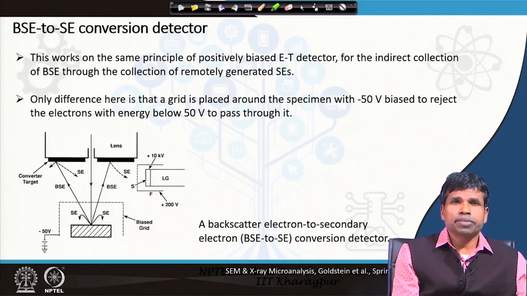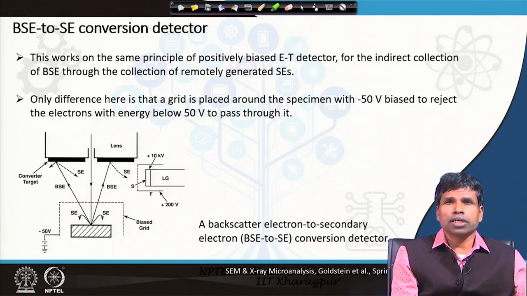So today we have discussed the ET detector, the Everhart-Thornley detector, and also backscattered detectors, and how, by applying bias, we can collect only backscattered electrons, or secondary and backscattered electrons, from the specimen.